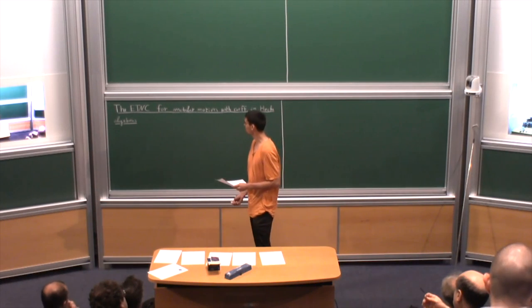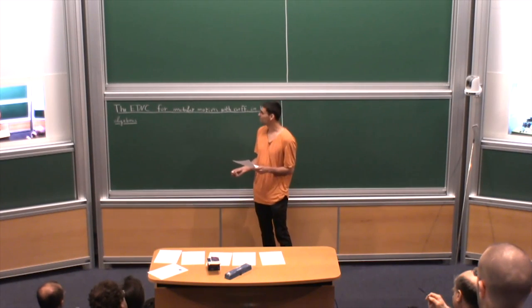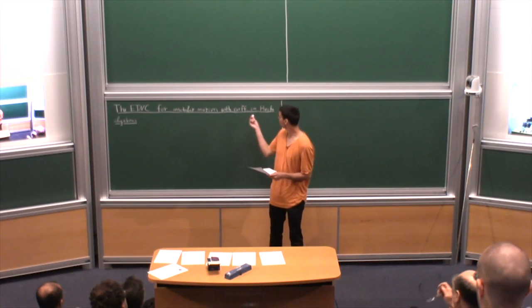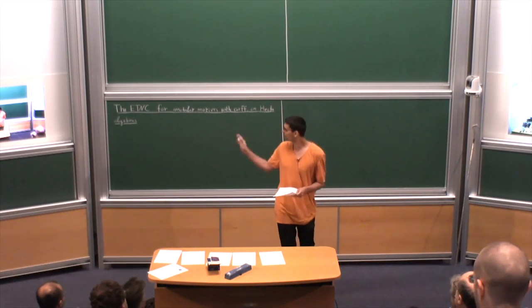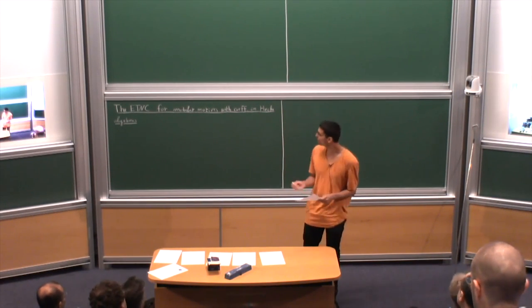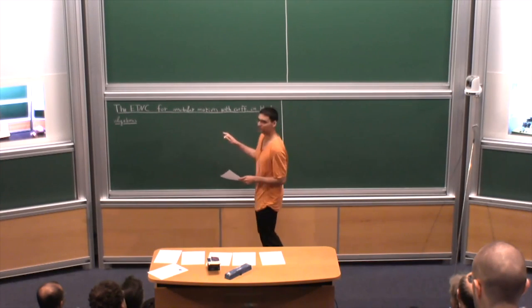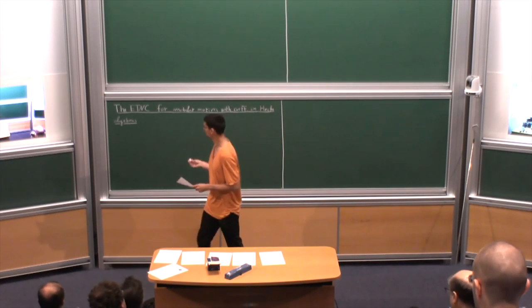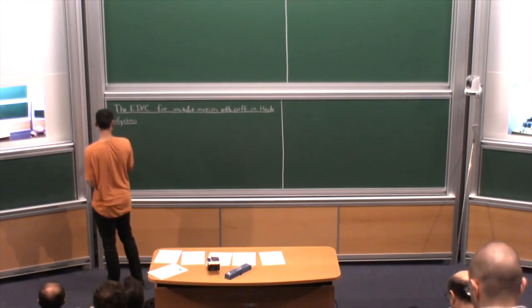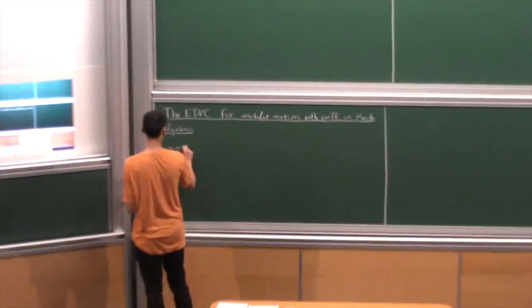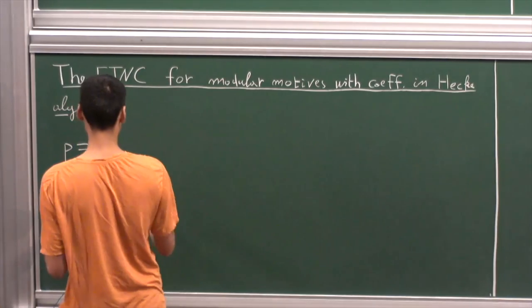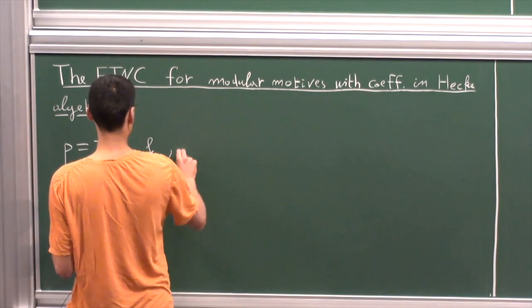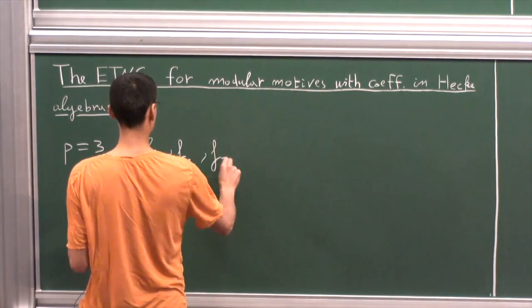Today I want to discuss the so-called Equivariant Tamagawa Number Conjecture with coefficients in Hecke algebra. These form a complex web of interlocking conjectures, so I'd like to start with concrete questions in one specific example. So fix for the moment p equal to 3, and consider the following three eigenforms.